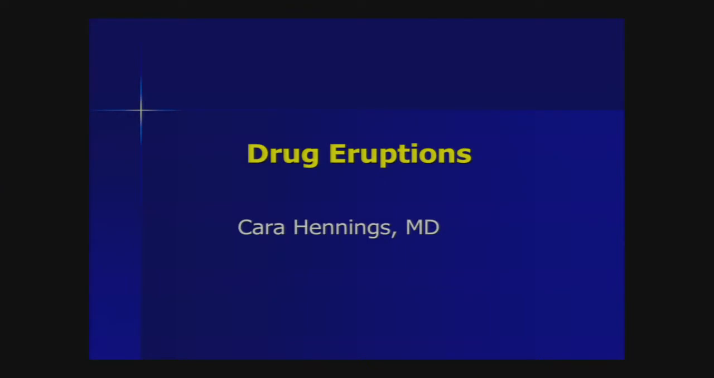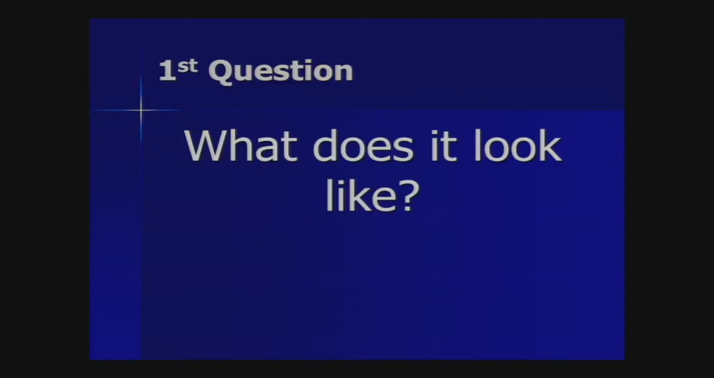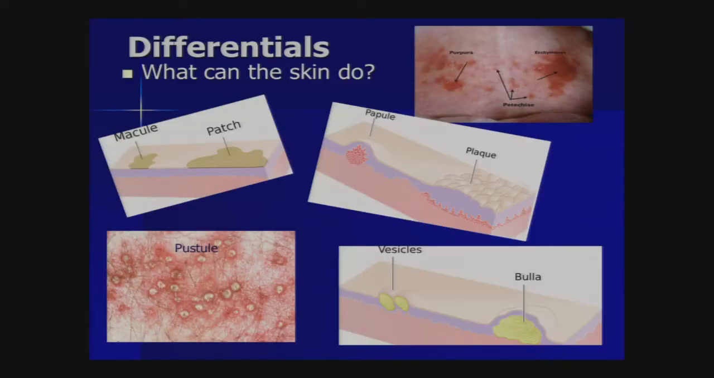So today we're talking about drug eruptions. The objective is to differentiate between the different drug eruptions, identify the most likely drug causes for the eruptions, and learn the basic treatments of these conditions. The first question whenever you evaluate a patient is, what does it look like? Dermatology has a lot of these words and descriptions to tell what a rash looks like, and they're important for communication between physicians, and also to be able to figure out what the rash is.